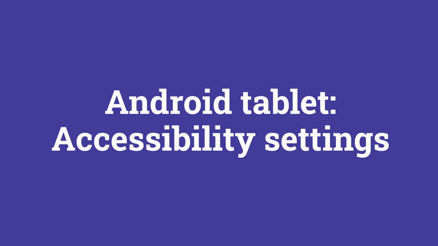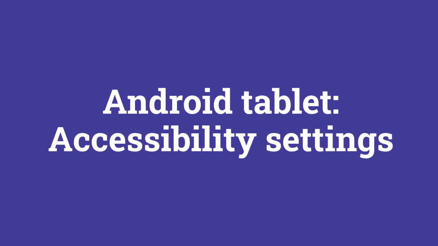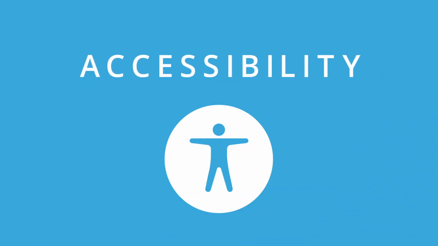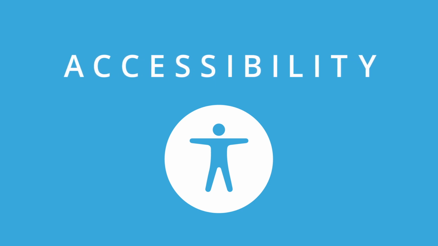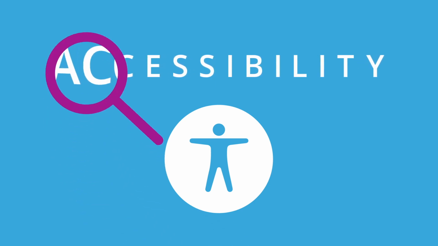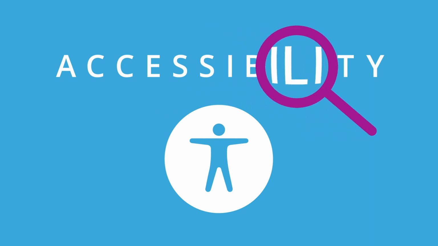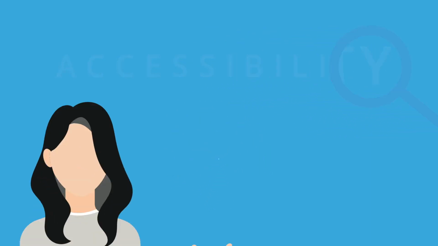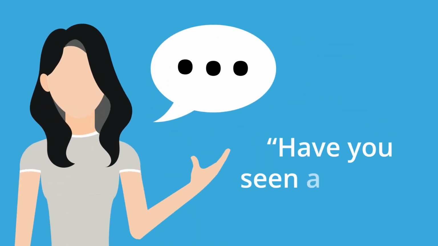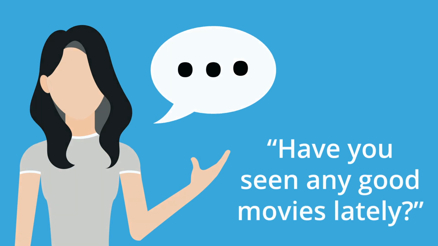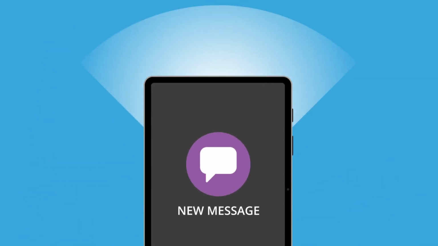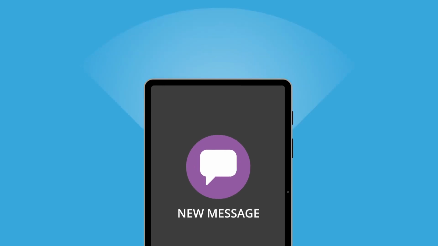Welcome to the Android Tablet Accessibility Settings course. You will learn about some of the accessibility features on your Android tablet, including how to make text easier to read, how the tablet can convert what you say into text, and how the camera's flash can alert you to messages and notifications.